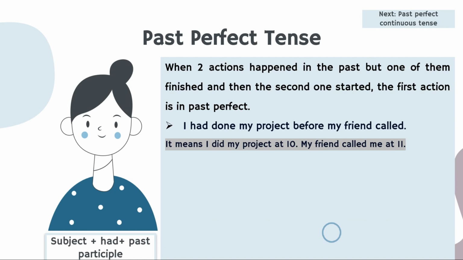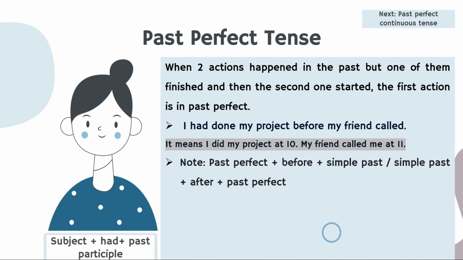I have to mention something important here to find the differences between using before and after in past perfect tenses. It is not a big deal. You just have to focus on the meaning. For before, we use this formula, past perfect plus before plus simple past. And for after, the formula is simple past plus after and then past perfect.